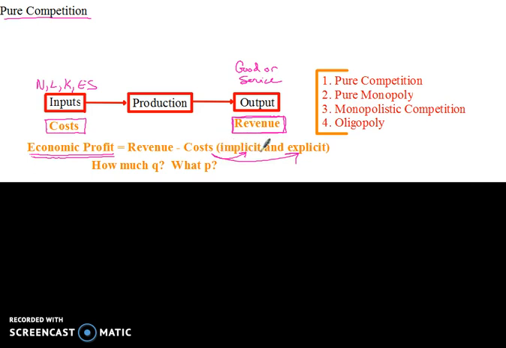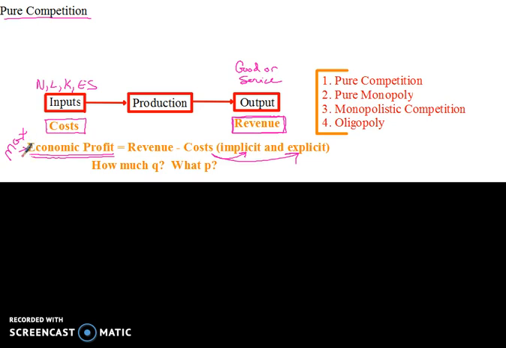So if we're talking about a little pizza place, some of their explicit costs would be things like what they pay for their chef, or what they pay for their tomatoes or their dough, all that kind of stuff. That's explicit cost. The implicit cost is the money that they could have made if they had produced hamburgers instead of pizza. Okay, so just remember, we're doing revenue minus implicit and explicit cost, and that gives you the economic profit. And the goal of the firm is to maximize that economic profit.